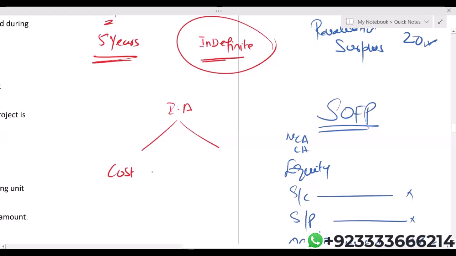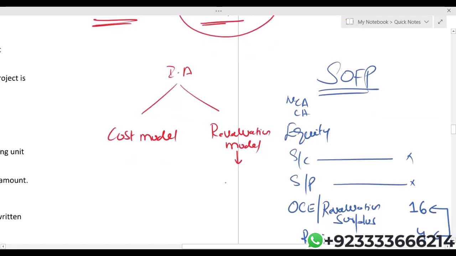According to IAS 38, for intangible assets, there are two possible models. One is the cost model, another is the revaluation model. But the revaluation model is only possible if your intangible asset has an active market. Active market means obviously where there are a number of sellers and buyers and the products are similar.